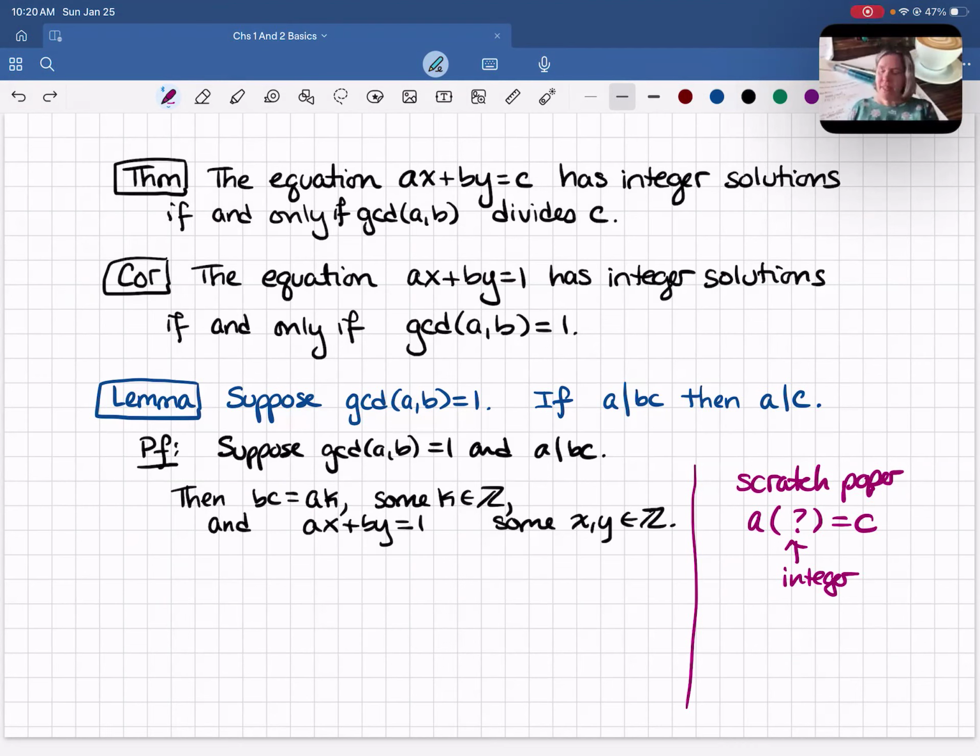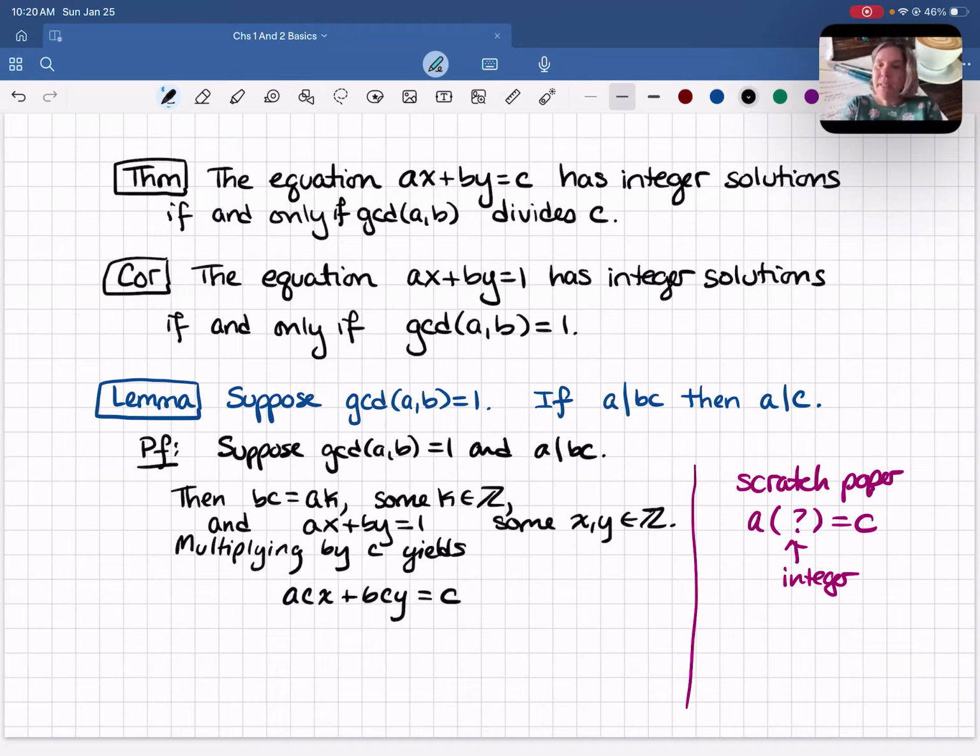What I can do instead is look at this last equation, ax plus by equals 1. Well, my goal is to end up with something equals c. And so that's going to motivate me to multiply both sides of that equation by c. Multiplying by c yields acx plus bcy equals c.